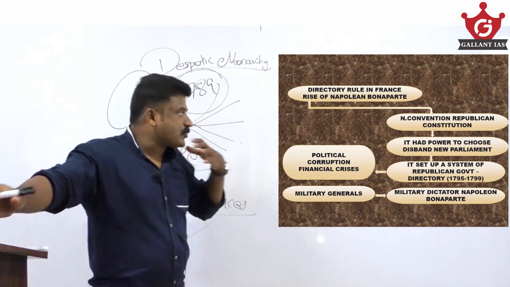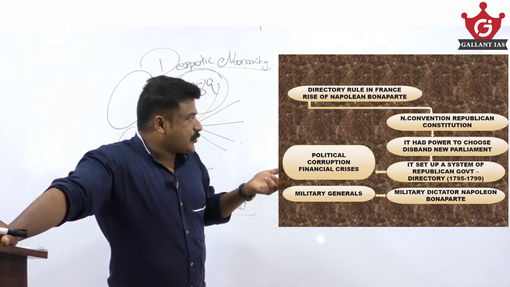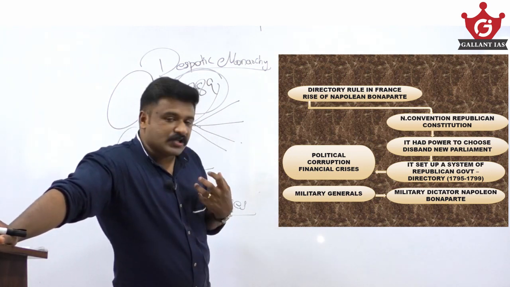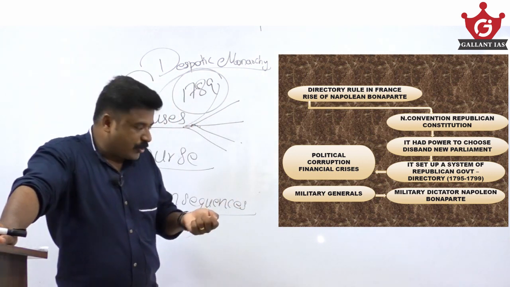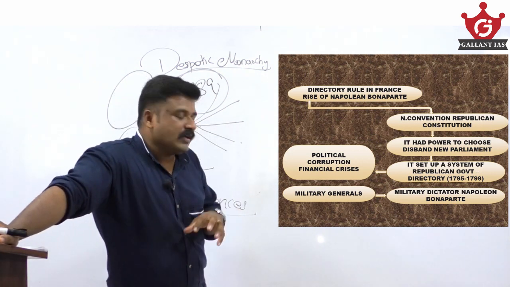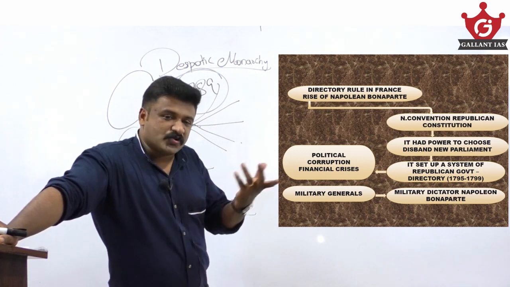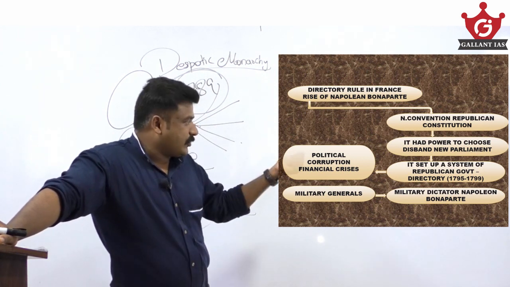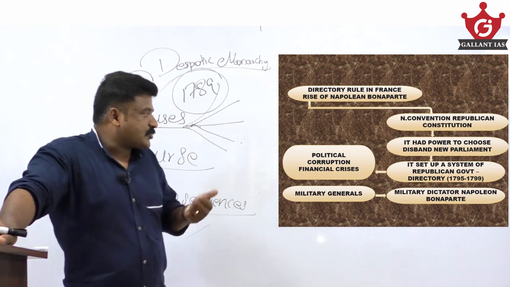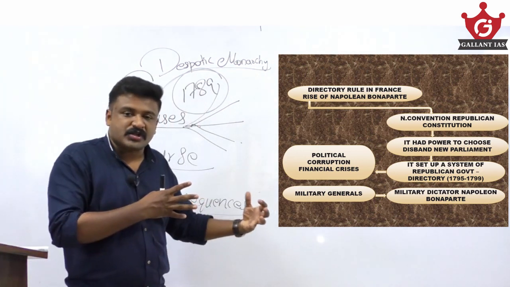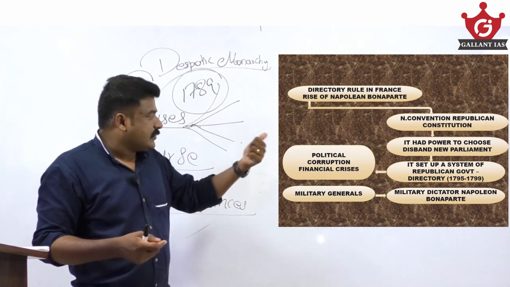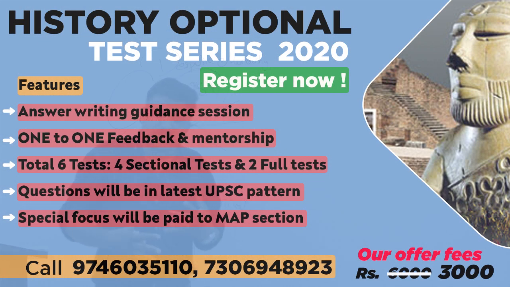Then comes the Directory rule. The National Convention adopted a republican constitution. It had the power to choose and disband the new parliament. The republican government had a legislative body and an executive body, the Directory. But the Directory failed. There were issues between the legislative and the executive body. There were political corruptions and a financial crisis.